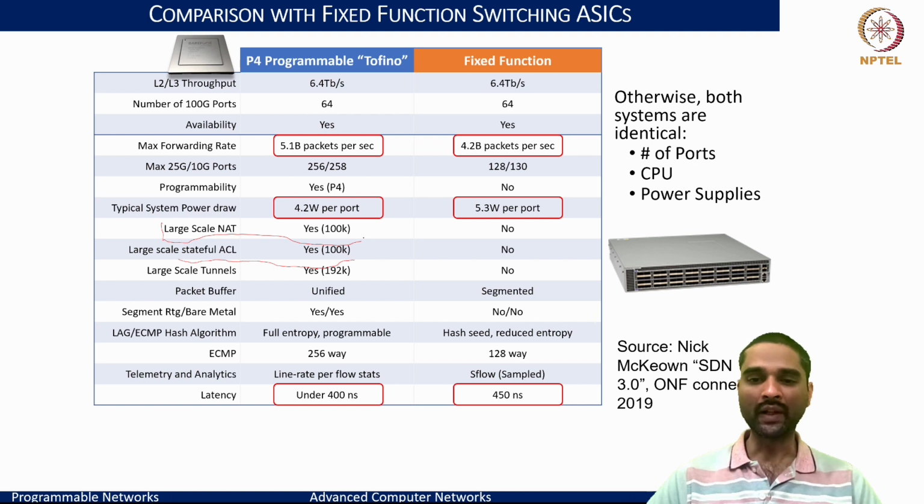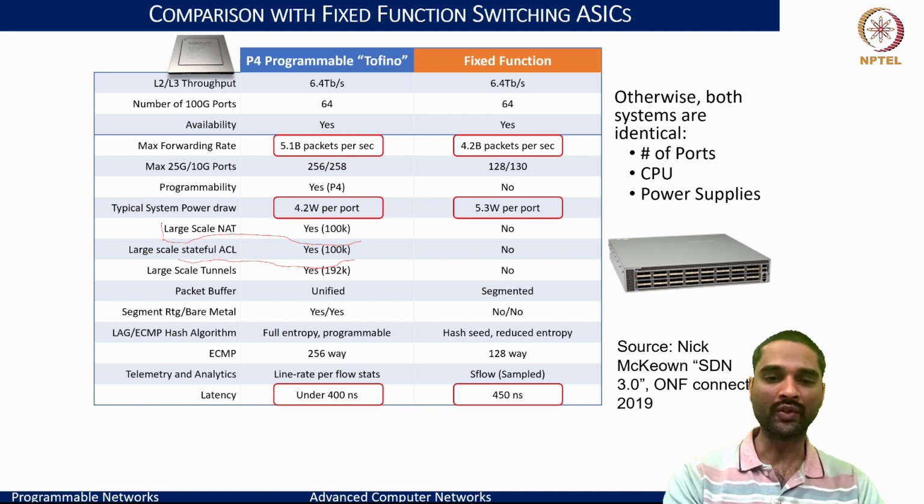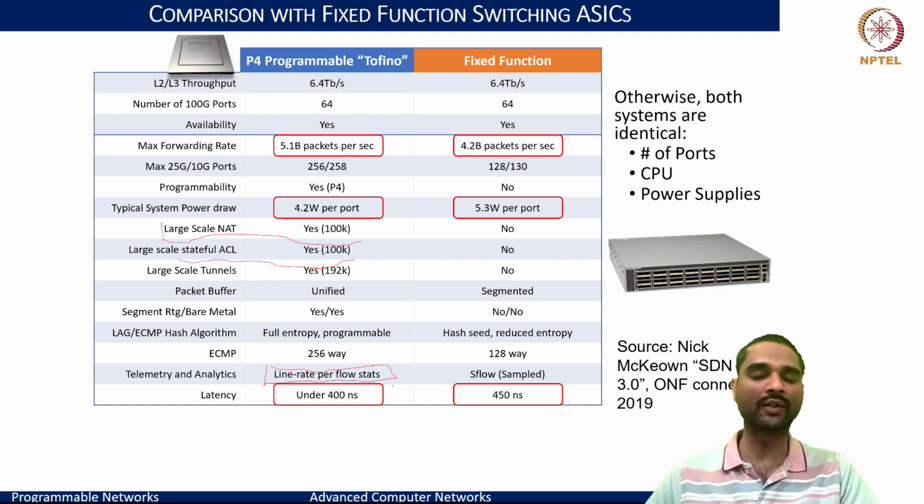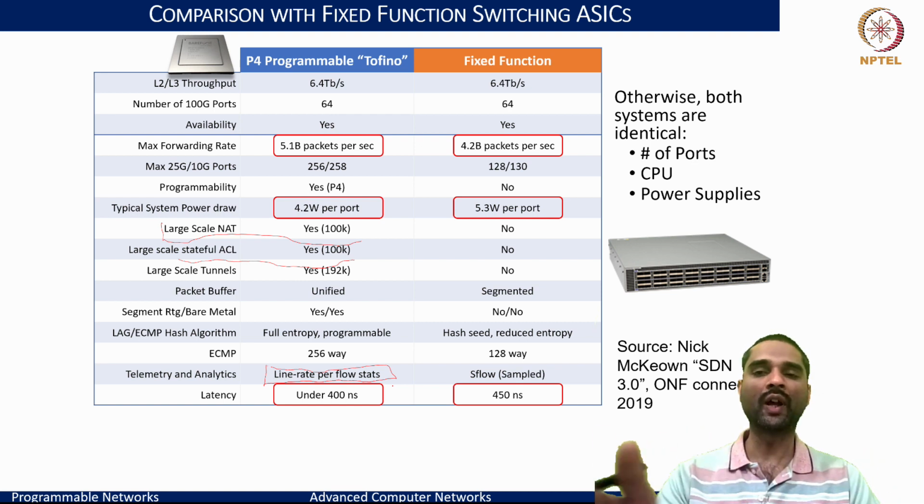And analytics, again, is a key aspect. We can do line rate per flow statistics, as opposed to just having sFlow, which is basically a sampling method for 1 out of n packets that you would want to capture and try to predict the behavior. So you would be able to do better fine-grained monitoring with these kinds of devices. And this has happened primarily because of a lot of evolutions that happened over the recent past.